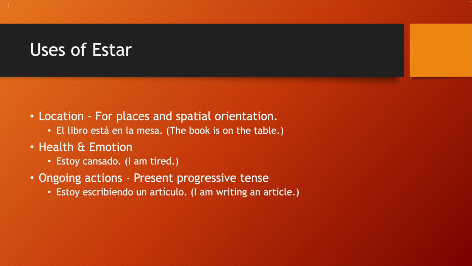Now let's talk about estar, starting with its uses. This is commonly used to describe location, such as places or spatial orientation. An example is el libro está en la mesa. The book is on the table. Also, it's used to describe health and emotion. Estoy cansado. I am tired. And then it can be used to describe ongoing actions, and this is when you use it to form the present progressive tense. Example is estoy escribiendo un artículo. I am writing an article.